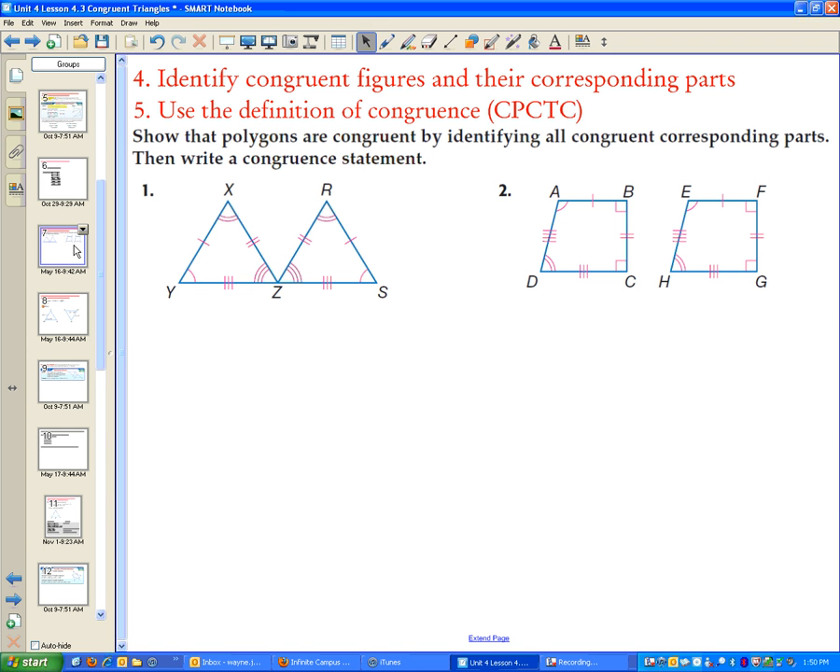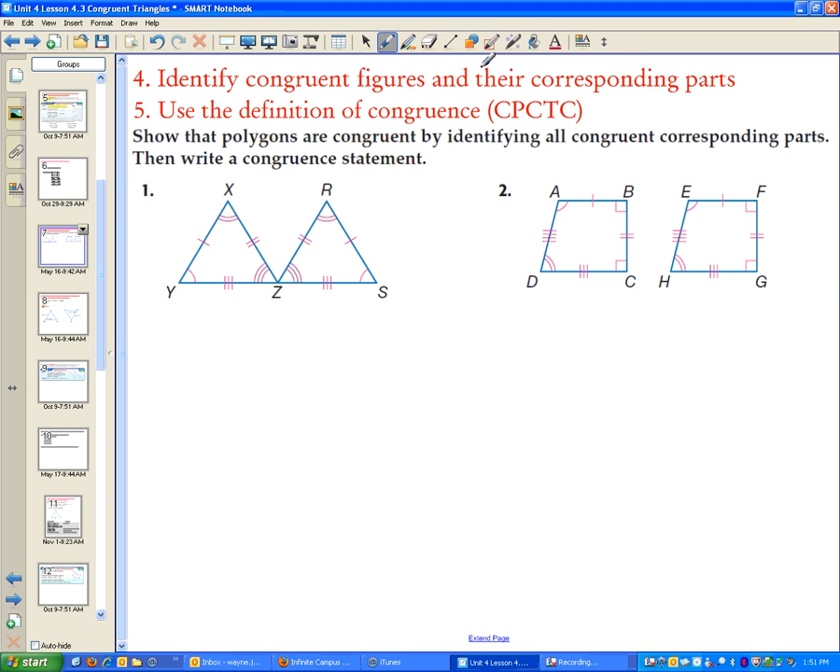Oh, by the way, CPCTC, corresponding parts of congruent triangles are congruent. That's what it all stands for. This book uses it. Most books use it. I usually write definition of congruent instead. They mean the same thing, because this book also says definition of congruent. Okay? So, whichever. Be familiar and be able to use both ways.